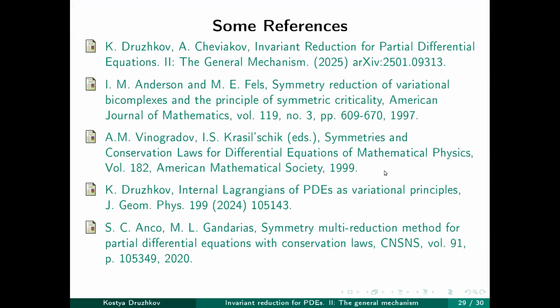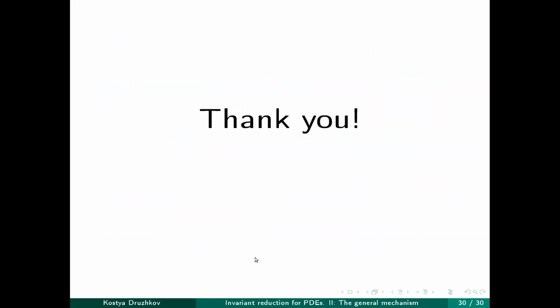So here I have some references on this story. This is our paper with Alexei on the archive. Besides the paper by Anderson and Fels with their reduction mechanism, the book General Theory, the paper with the general theorem on internal Lagrangians and variation principles, and some other reduction mechanism. I didn't mention it, but it's also a nice mechanism. I mean, we generalize it on some level, but anyway. Yeah, thank you.